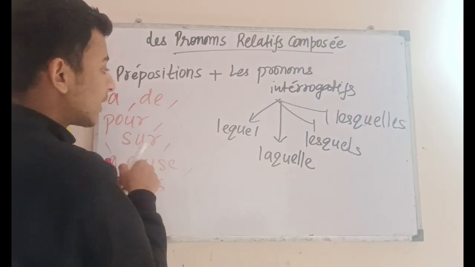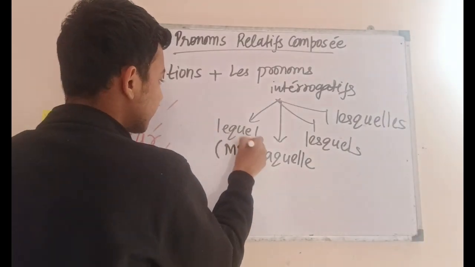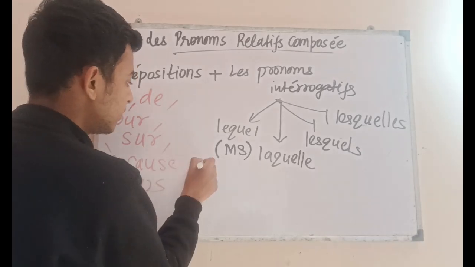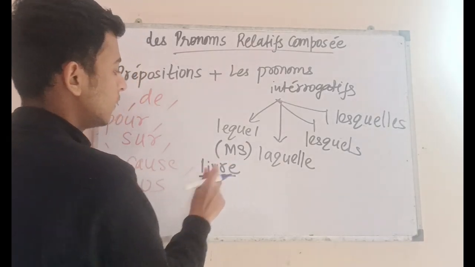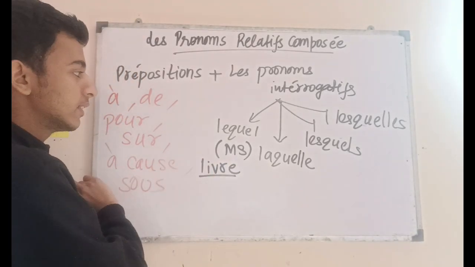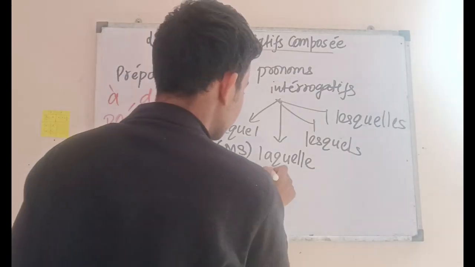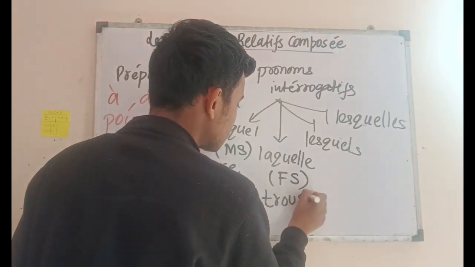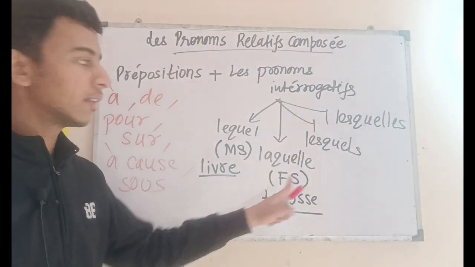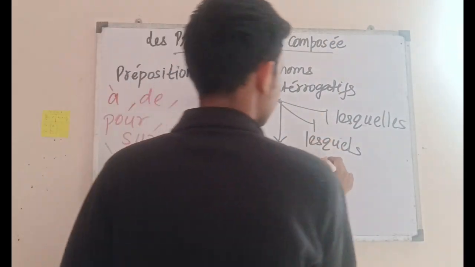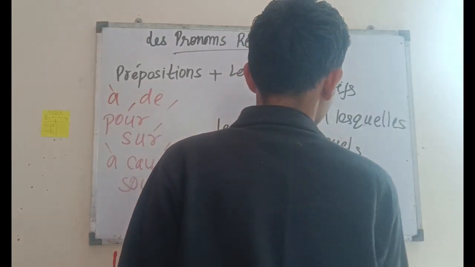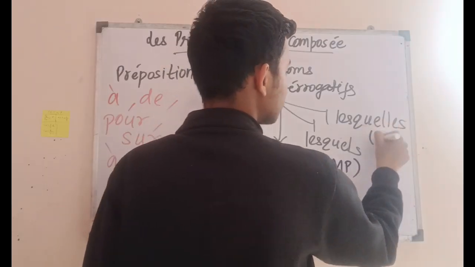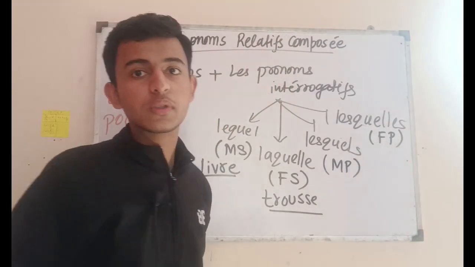Okay, lequel is used in case of masculine singular condition. Okay, when our subject is masculine singular, for example livre, then we'll use masculine singular, lequel. Laquelle is used for feminine singular. Let's say trousse, pencil box, trousse. This is feminine singular. Lesquels is used in case of masculine plural. Okay, masculine plural. And lesquelles, which is like this, is used with feminine plural.